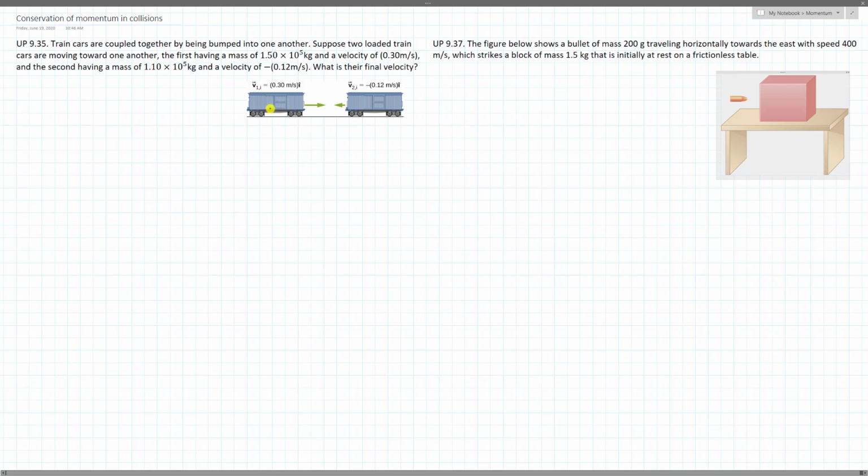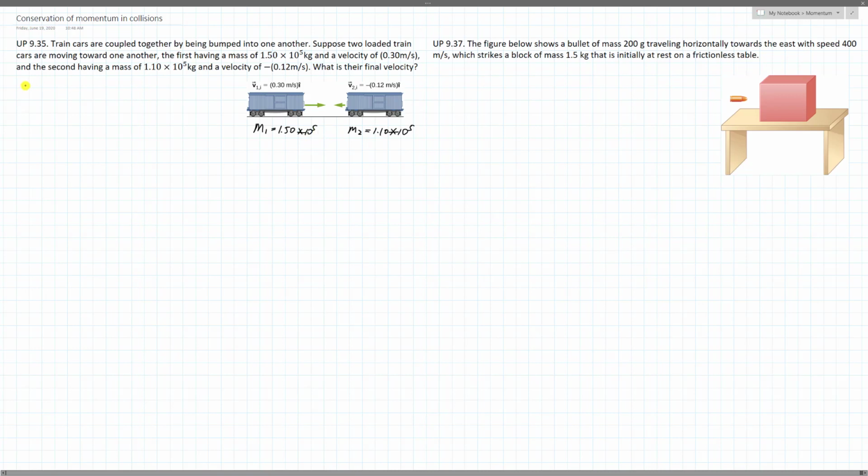This one, we'll call number 1 with mass 1. So m1 is equal to 1.50 times 10 to the fifth power, and here's v1 given. m2 is 1.1 times 10 to the fifth power, and velocity is given. So we have two masses, and they each have initial velocities.